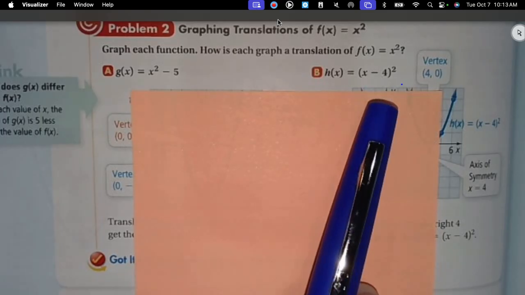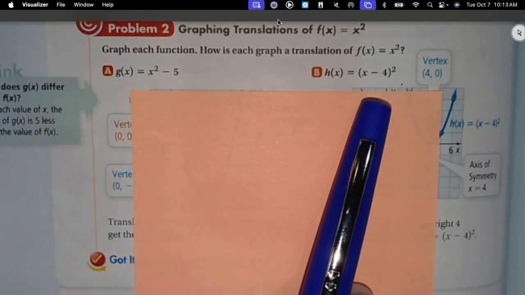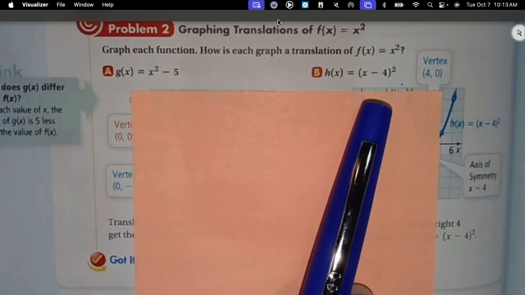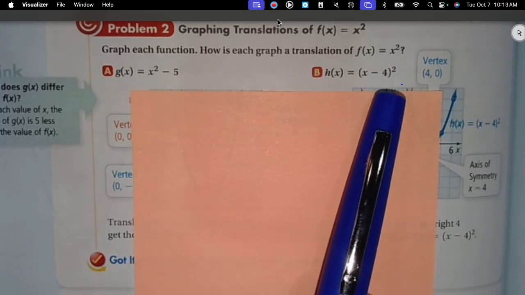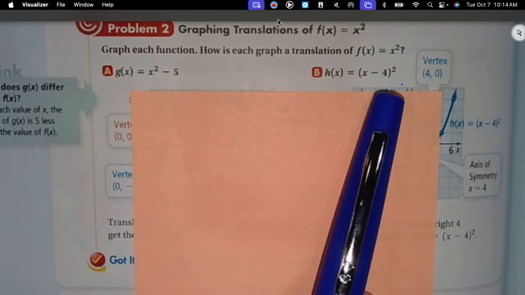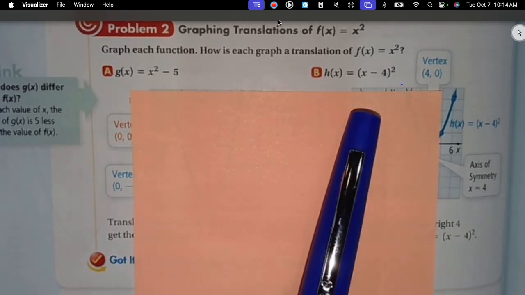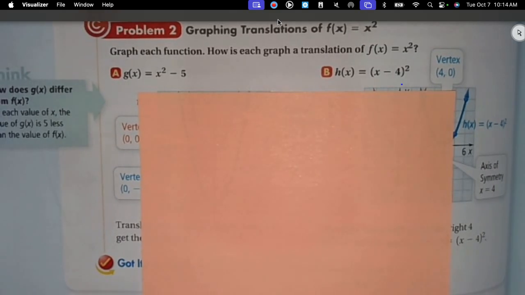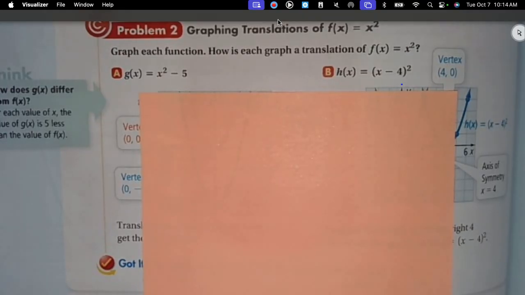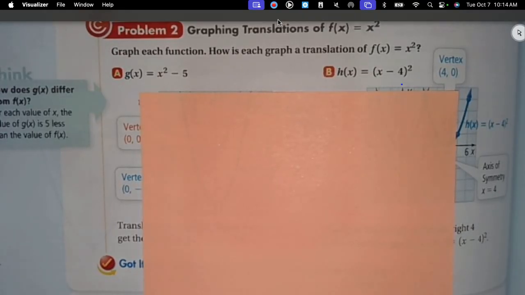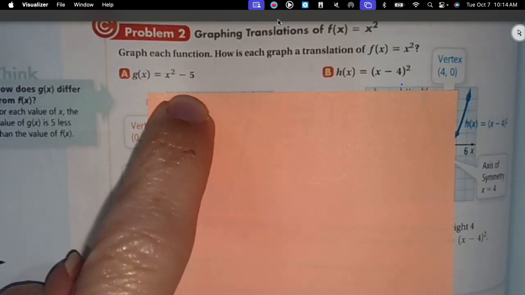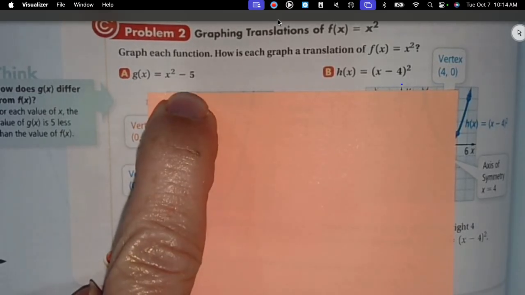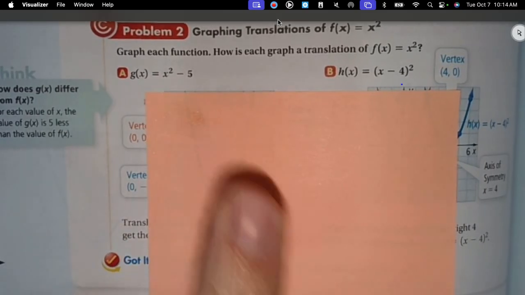So okay, where does this one move? Right 4. Very good. This one moves to the right 4. How did you know, boys, that it went to the right? Because it's a minus sign, it's opposite, because it's with the x. When it's with the x, it moves on the x-axis. That's right or left. This one is not with the x. It's over there by itself. That's how you know it moves up or down.